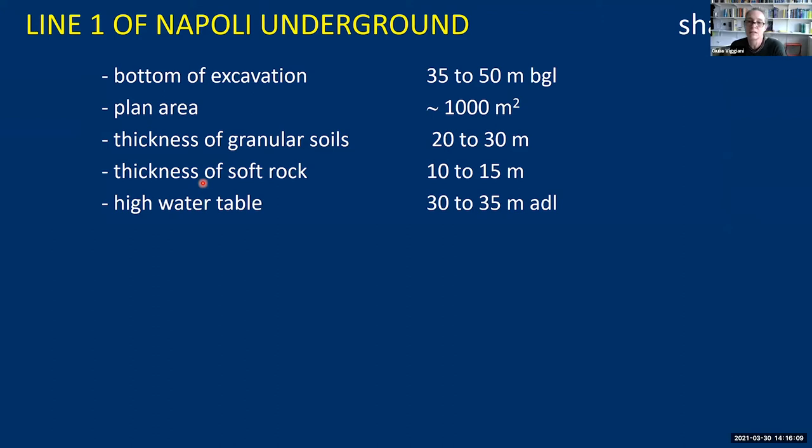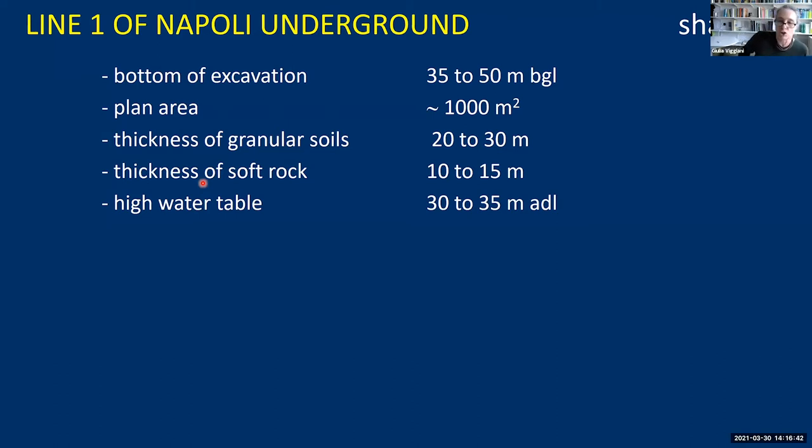Now, the shafts are quite deep. They reach between 35 and 50 meters below ground level. They're relatively wide, with a typical plan area of about 1,000 square meters. And they had to be excavated through 20 to 30 meters of granular deposits, these are sands, and then in the yellow tuff for another 10 to 15 meters. And below, 30 to 35 meters of water. So the water table was 30 to 35 meters above the dredge line, that is the bottom of the shaft.